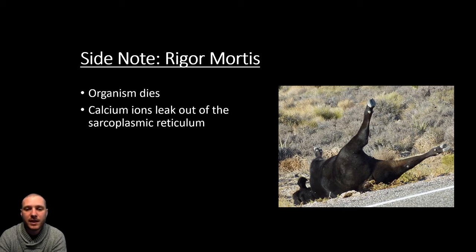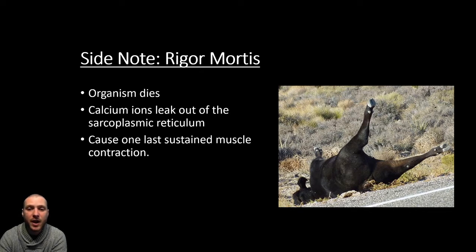And you can see when they leak out, they're going to go within those T tubules and they're going to activate that troponin. And this is going to cause one last sustained muscle contraction. This is where the stiffness comes from.